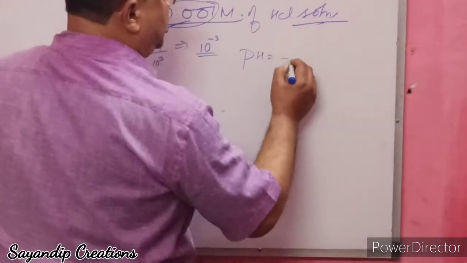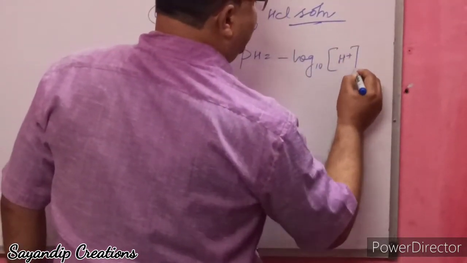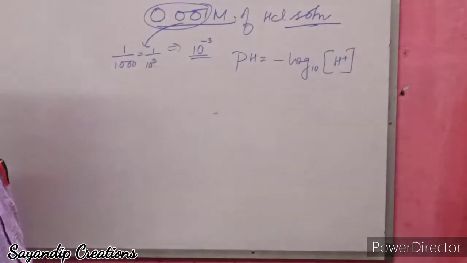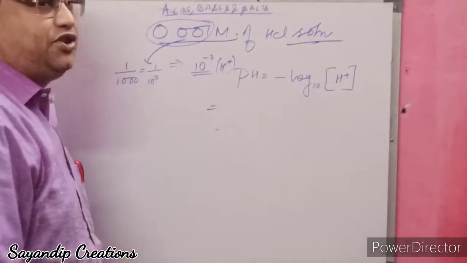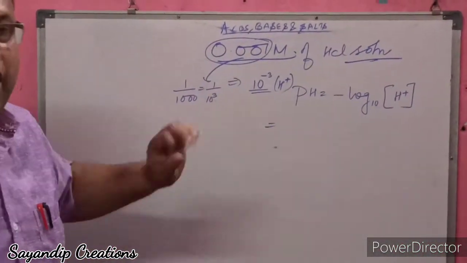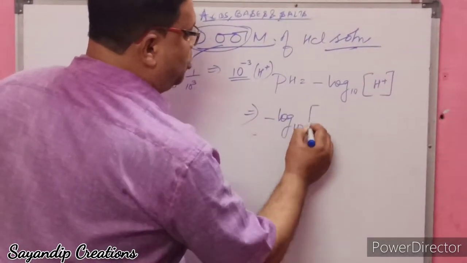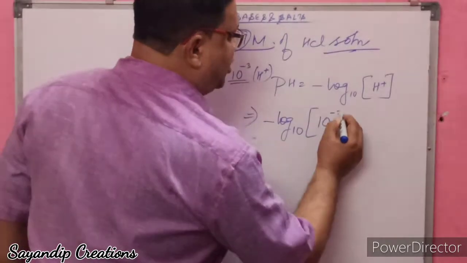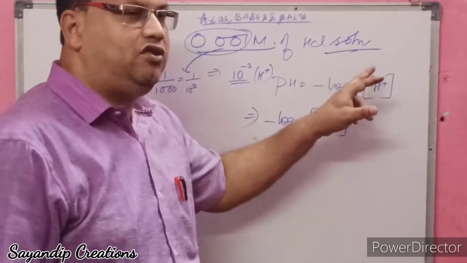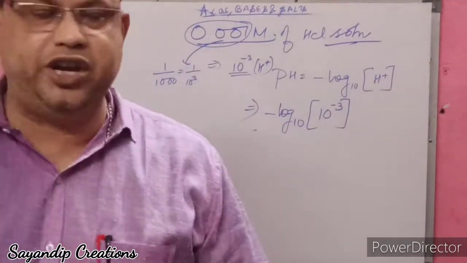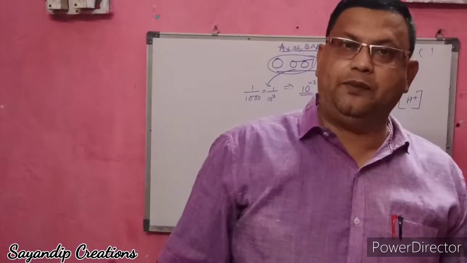Now, what is the formula of pH? pH is equal to negative logarithm base 10 of hydrogen ion concentration. Remember students, this is the concentration of hydrogen ion. So minus log of 10 to the power minus 3. Remember, I am putting this hydrogen ion in square brackets. Don't put it in round brackets, that is wrong. Concentration is always put in square brackets.